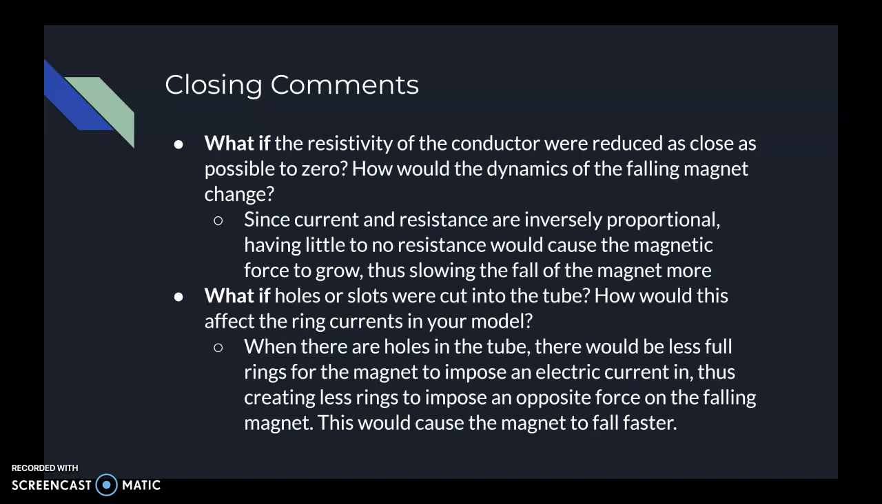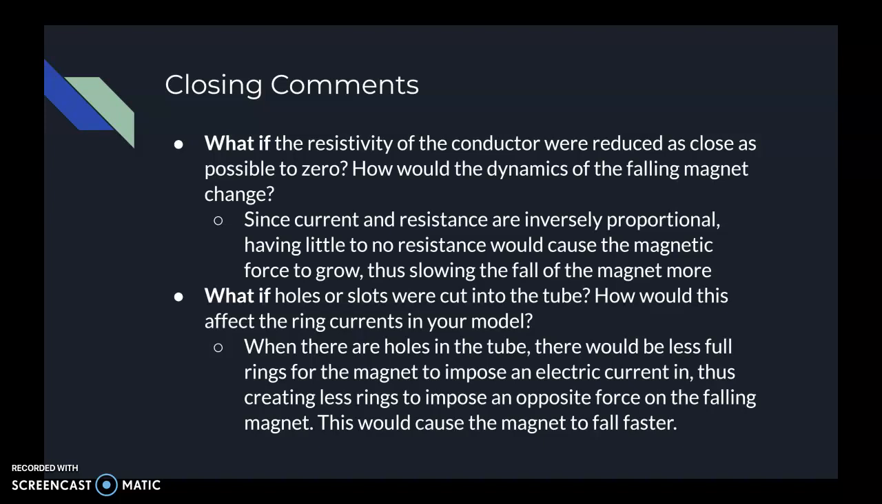Finally, the first what-if question asked, what if the resistivity of the conductor were reduced as close as possible to 0? How would the dynamics of the falling magnet change? Well, since the current and resistance are inversely proportional, having little to no resistance would cause the magnetic force to grow, thus slowing the fall of the magnet more.